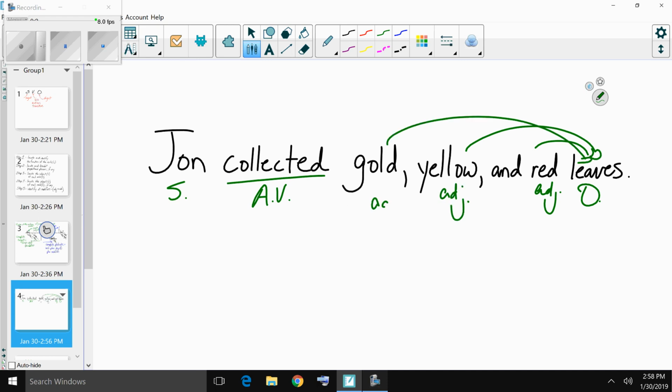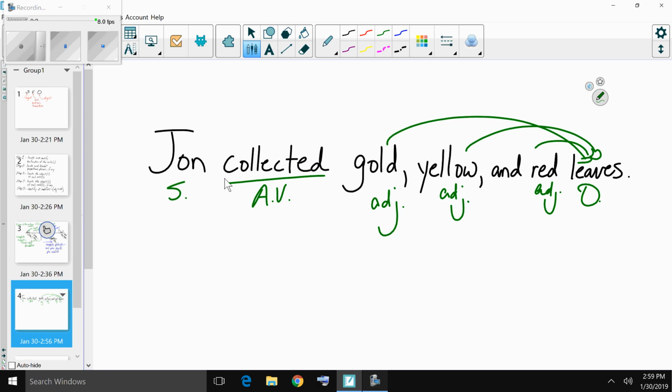These are called serial adjectives. Serial meaning in a series, not cereal, Fruity Hoops. Remember, I'm poor. I can only afford the off-brand. They actually taste better. I highly recommend Fruity Hoops.